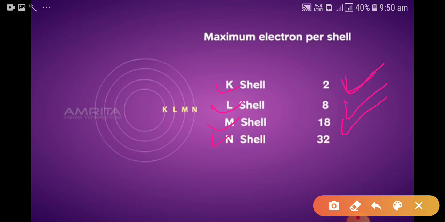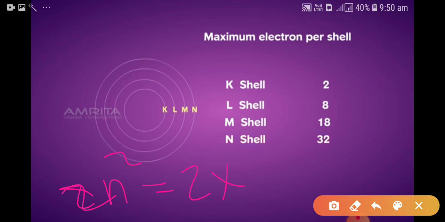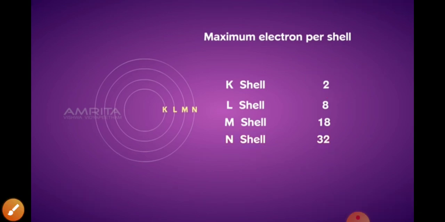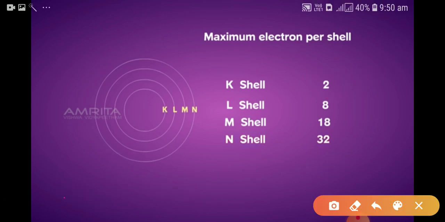So how is it calculated? By using the 2n square formula. So 2 into n, where n is the number of the shell. For example, we will consider the K shell first. The formula is 2n square. K shell means first shell. So 2 into 1 square, 1, so 2. That's why there are 2 electrons in the K shell. Second is the L shell. L means 2 into n square. What is 2 square? Sorry, second.